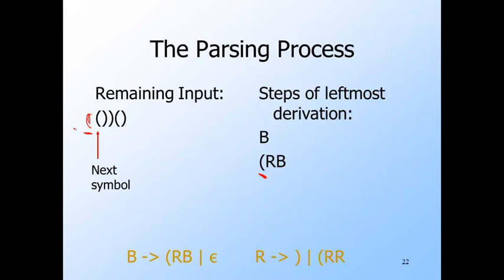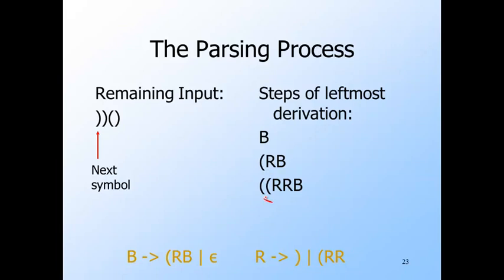Our next input symbol is another left paren, and we have to expand r, the leftmost variable. That's this one. Our only choice is to use the body r goes to left paren rr. That's what happened here. The r was replaced by left paren rr, and the second left paren has been matched. It appears to the left of the leftmost variable, as here.